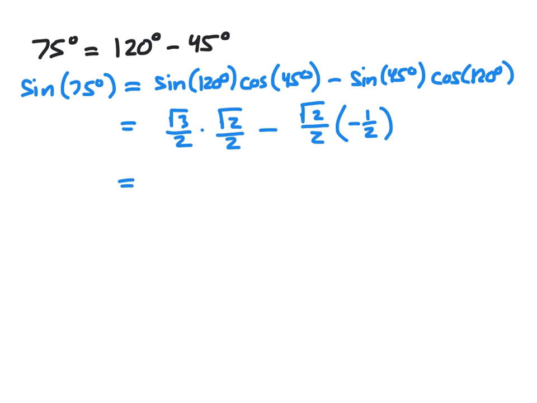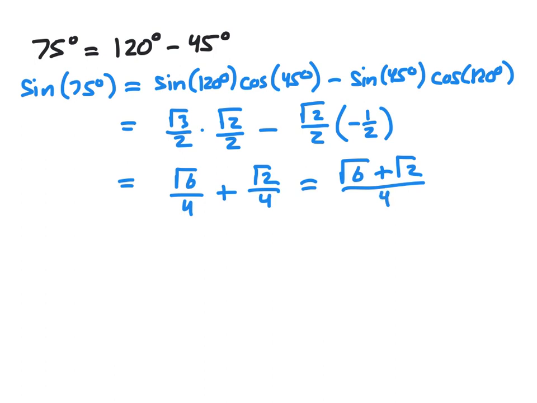So now if we clean this up, our first term is going to be the square root of 6 over 4. Our second term will be positive now because we're subtracting a negative, square root of 2 over 4. And we get exactly what we had obtained earlier, the square root of 6 plus the square root of 2 over 4. So even though we used a different decomposition for 75 degrees here, the sine value turned out to give us the exact same number as we would expect.